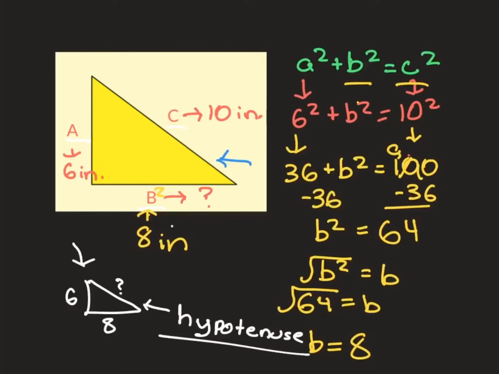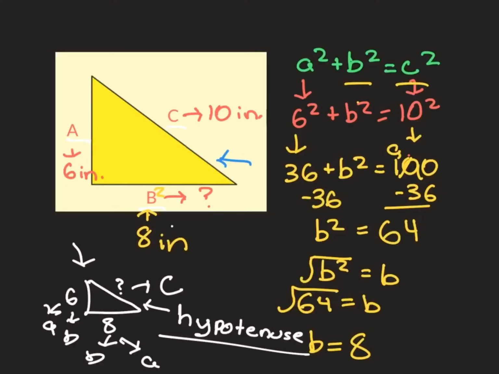So A and B are interchangeable. This could be A, this could be B, or this could be B, and this could be A. It doesn't matter which sides are A and B, it only matters which side is C. So once you see the longest side and you know that that longest side is going to be C, then for the other two sides, it doesn't matter which one you choose to be A and which one you choose to be B.